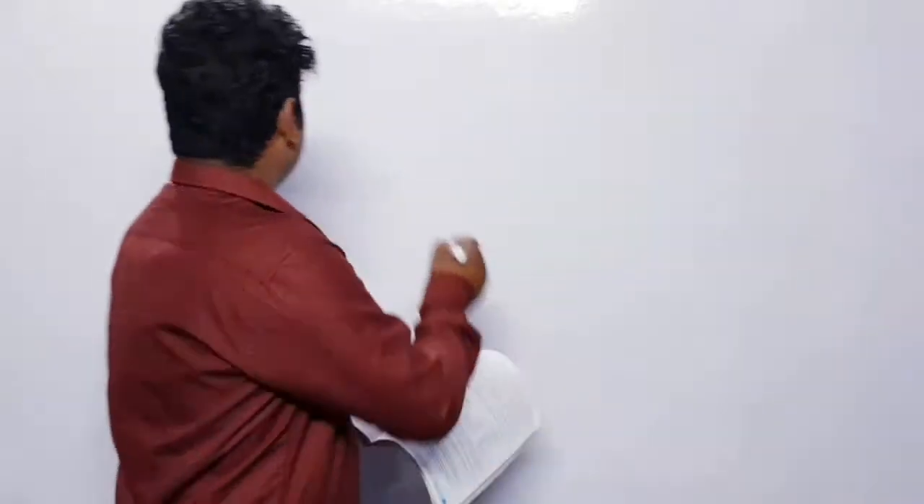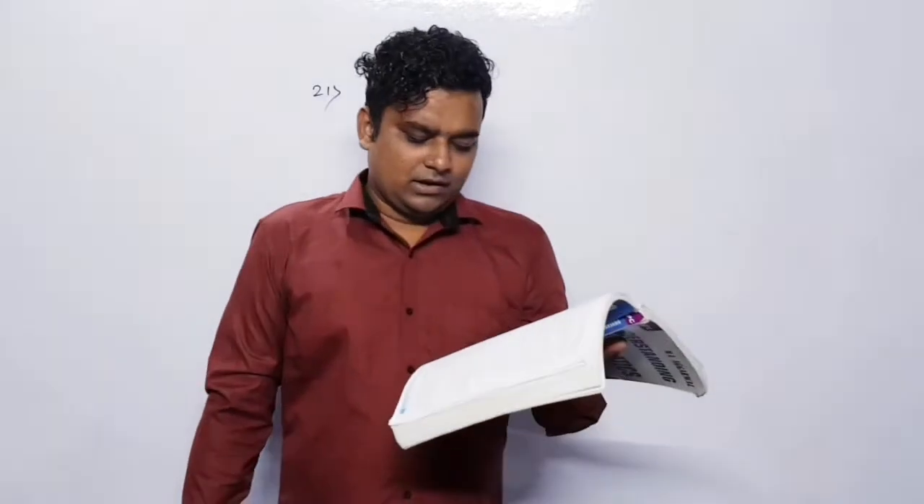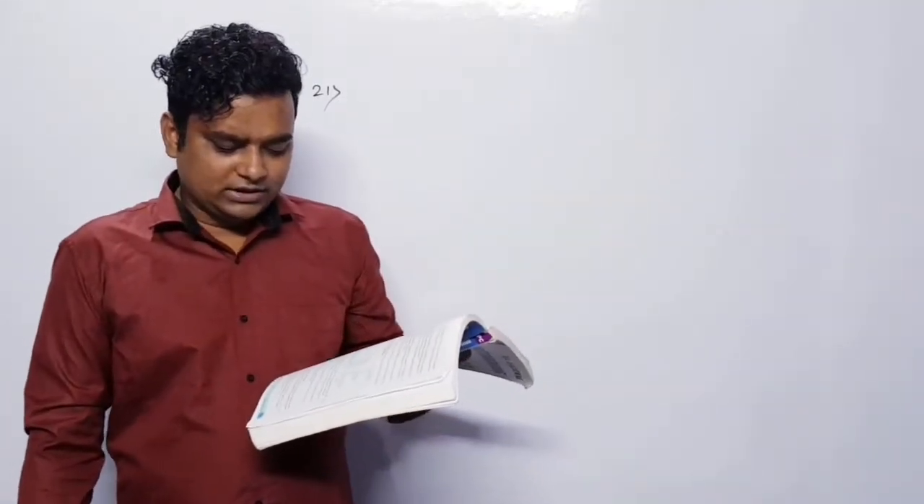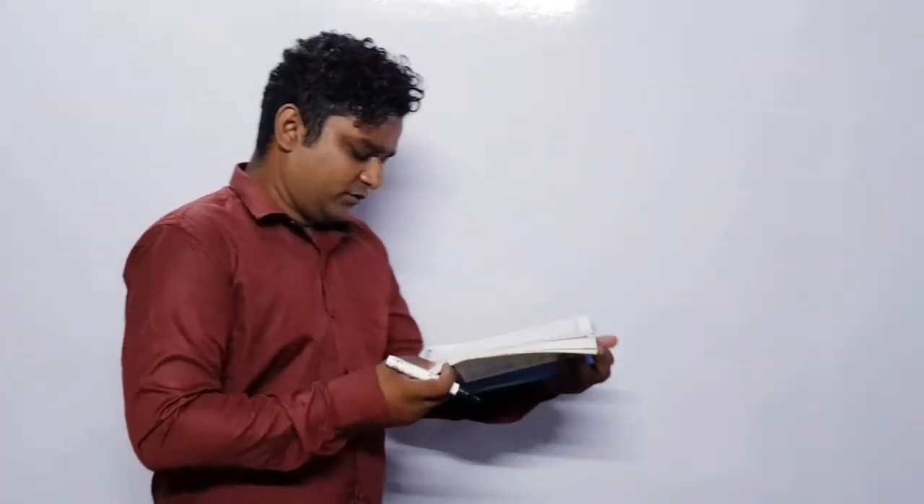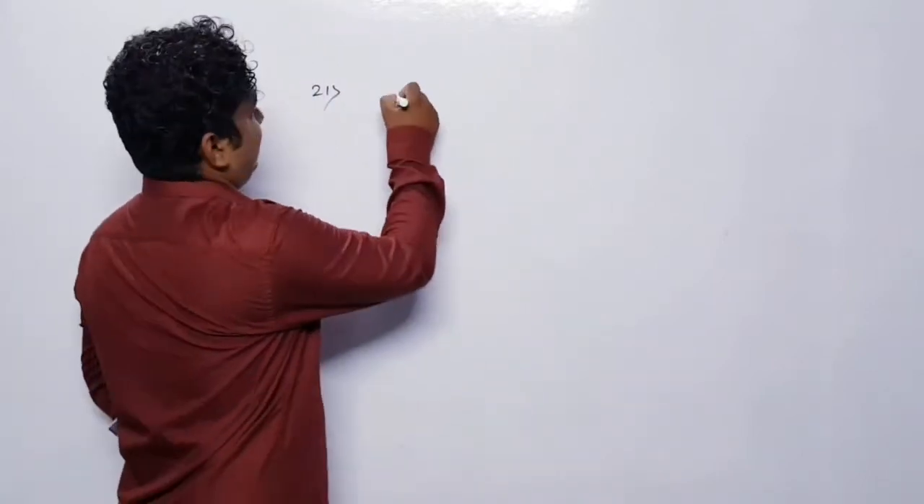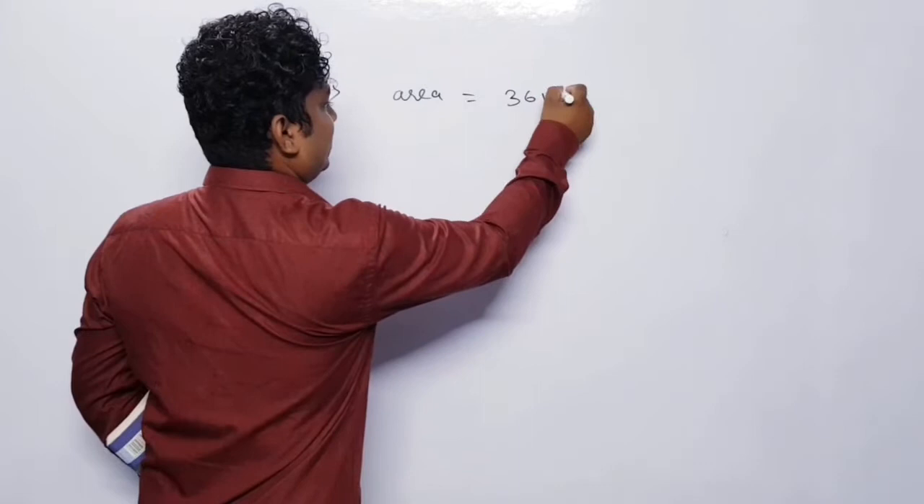Question number 21, what it is saying: a wire when bent in the form of an equilateral triangle encloses an area of 36 root 3 centimeter square. Find the area enclosed by the same wire when it is bent in the form of a square. So first of all, the area of the equilateral triangle is given as 36 root 3.